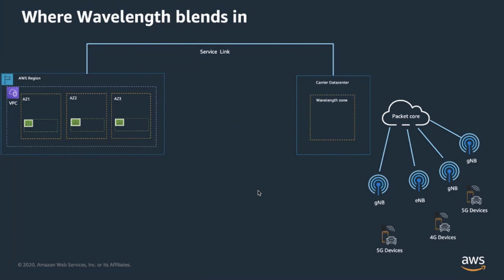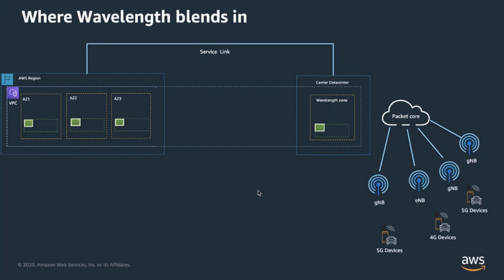And for our customers, at the end of the day, we expose the Wavelength as if it's another availability zone so that they can go and extend their VPCs by simply creating a subnet in the Wavelength Zone. Right? I'll give you an example. Today, we have 10 Wavelength Zones with Verizon, 2 with KDDI, 1 with SKT, and 2 coming with Vodafone in the UK and Germany.